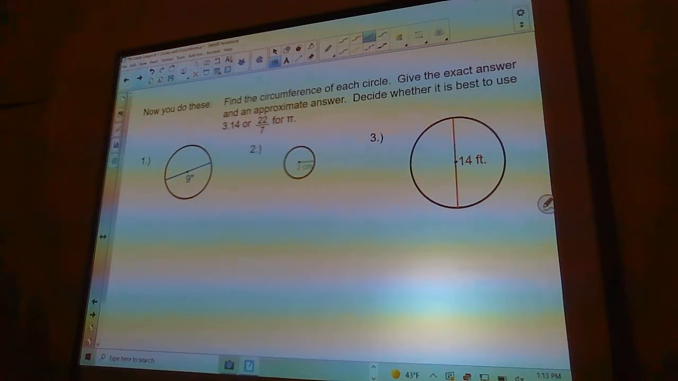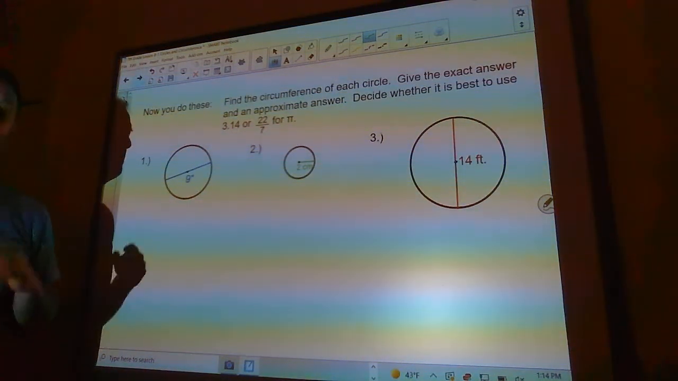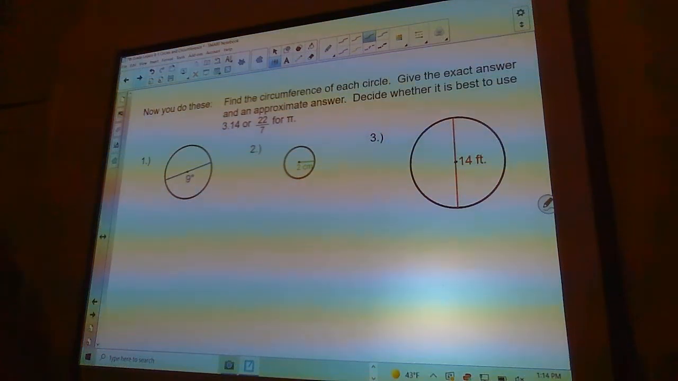Okay, so you're going to get to do these. I'm going to give you a minute to pause the video, find the circumference of each of these circles, give the exact answer and an approximate answer, and decide whether it is best to use 3.14 or 22 over 7 for pi. You're going to decide that on your own. Pause the video here, do these problems, then jump back on and see how you did.